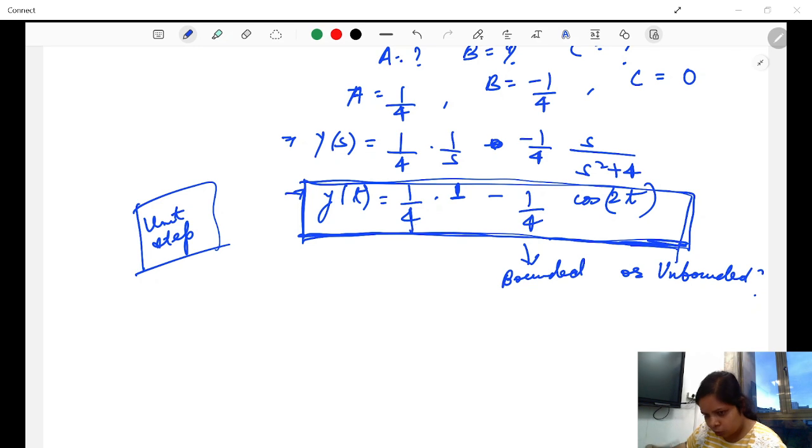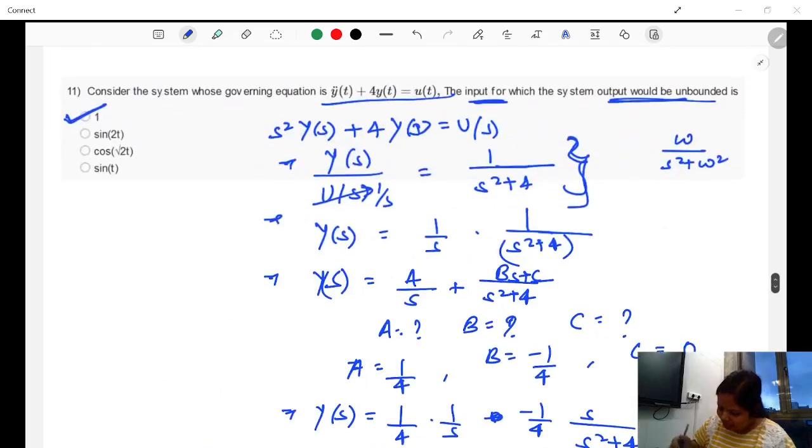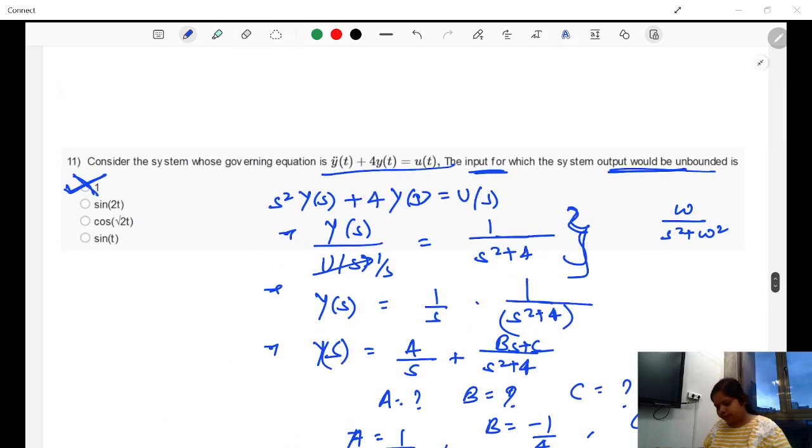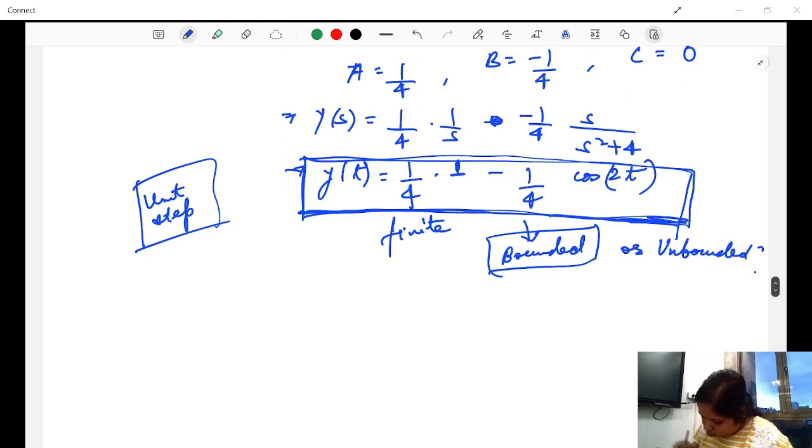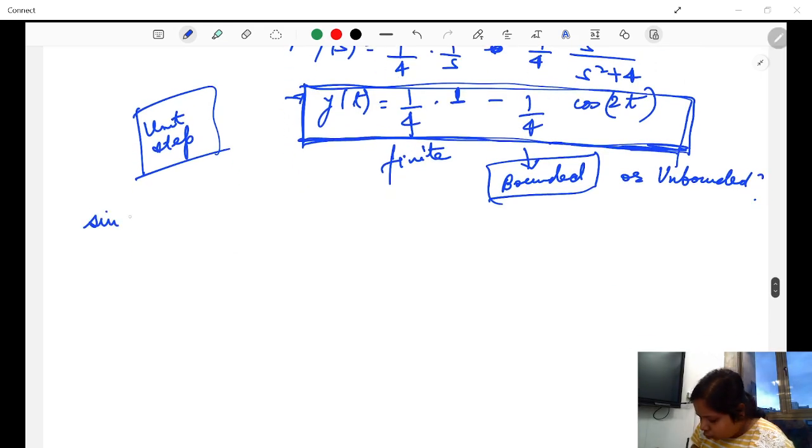The first term is already a constant, the second term is cos 2t, which is somewhere between minus 1 and plus 1 always. So this term is always finite, so this is always bounded. So this says that no, this is not the answer. Okay, similarly you can check for sin 2t. So this question will solve for all the inputs, and from the next question I'll tell you how to look at it.